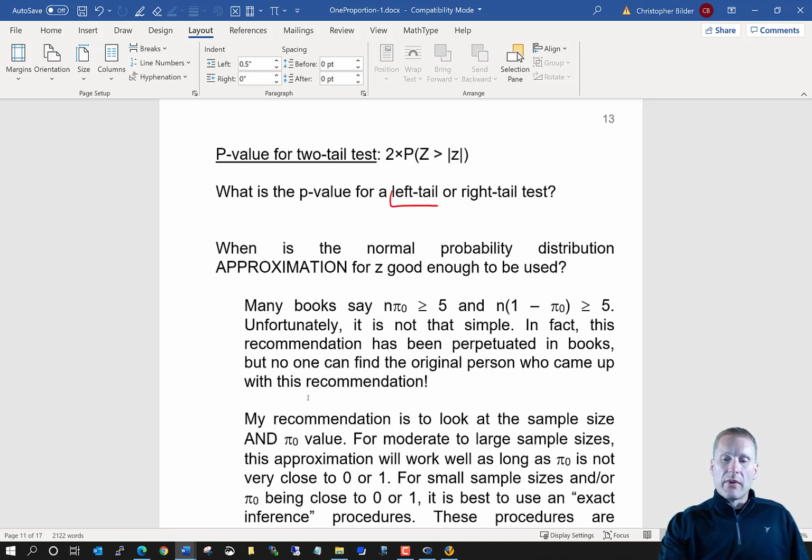On your own, again, think about how you would actually calculate a left tail and right tail test p-value. And not just think about it, actually write it out.